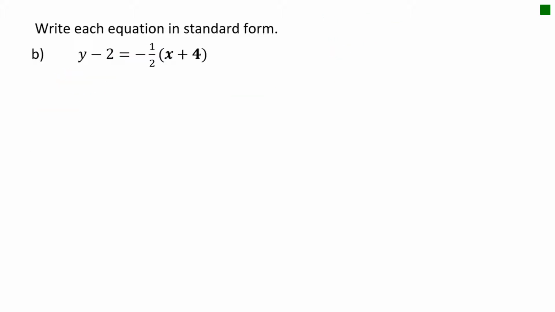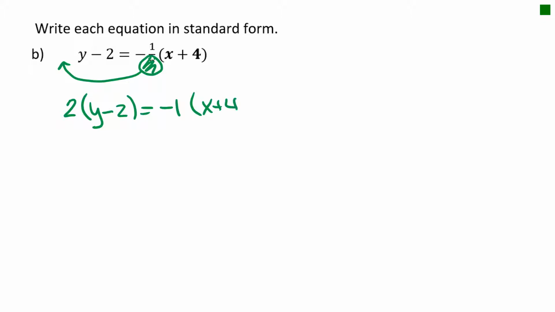So on this one, remember we've been talking about this. I told you I don't like this little 2 down here. This is why I've been doing this all along. We're going to sneak it over here. It's going to be 2 times y minus 2. We're going to get rid of the 2. We've got the negative 1 times x plus 4. Remember, if a fraction's negative, it goes with the numerator. So 2 times y is 2y. 2 times negative 2 is minus 4. Negative 1 times x is negative 1x. Negative 1 times 4 is negative 4.